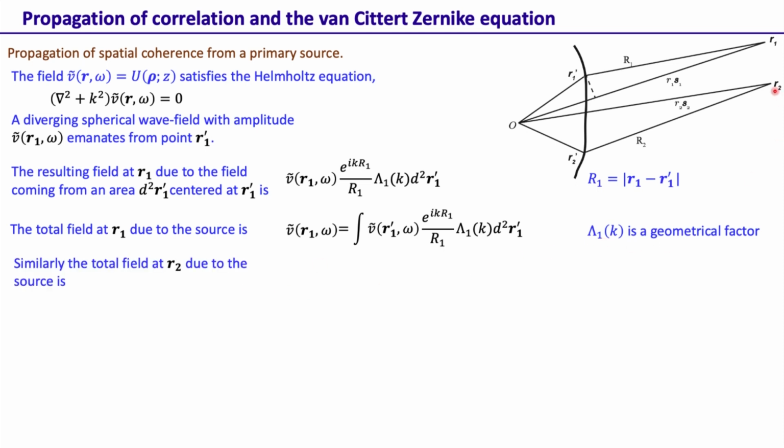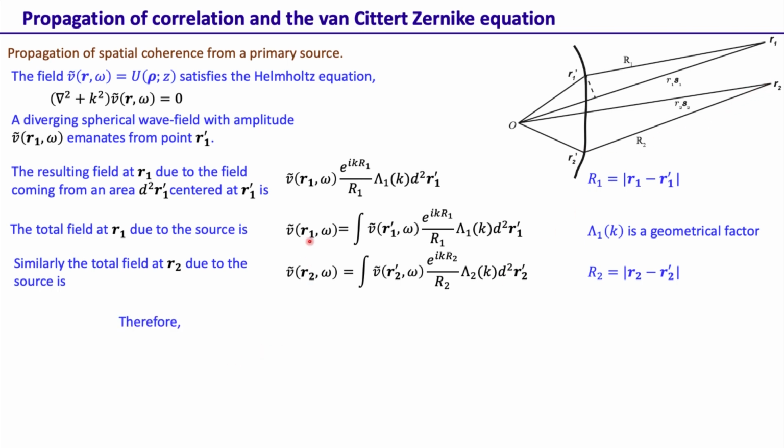So similarly, if we take some other point r2, then the total field at r2 due to the entire source is again a very similar integral. Here we are using this r2 prime as a separate variable because we actually want to multiply this quantity. But this is the same as this integral except for this factor r2, which is the separation between this variable point that we have chosen, r2, to r2 prime.